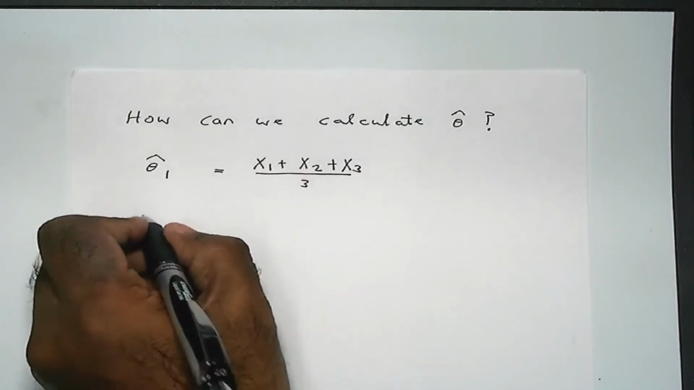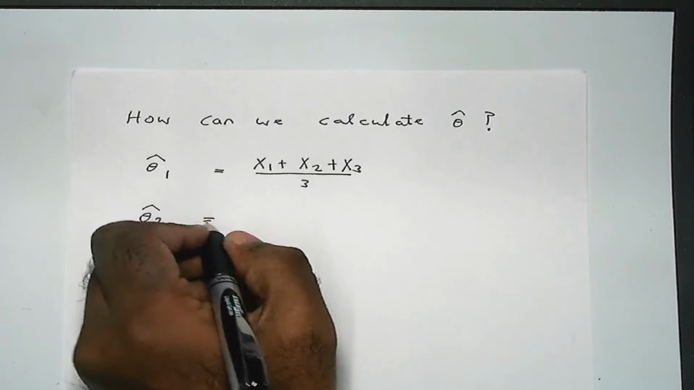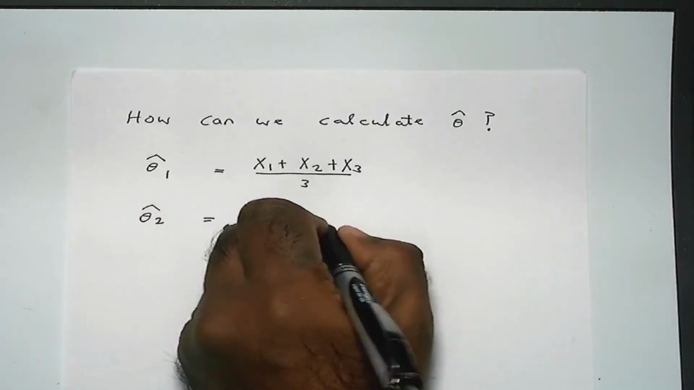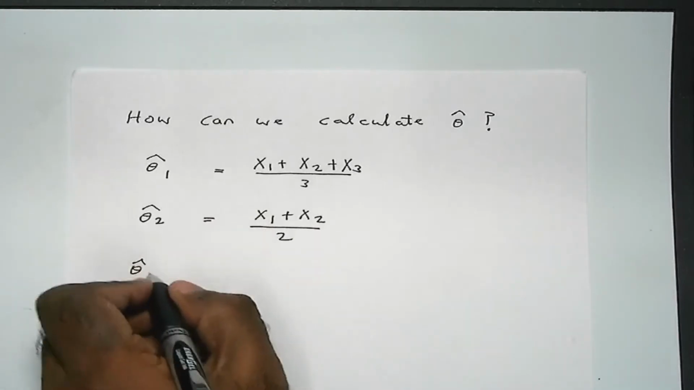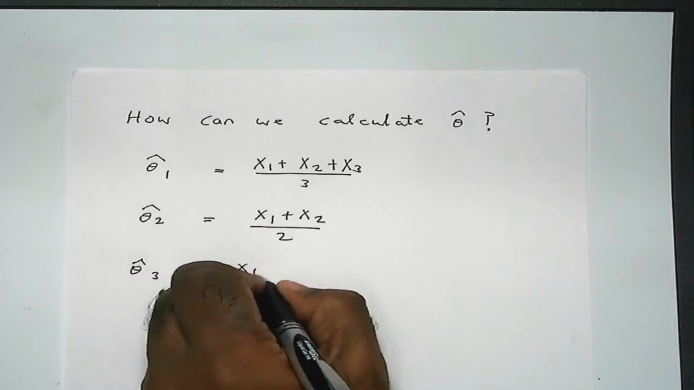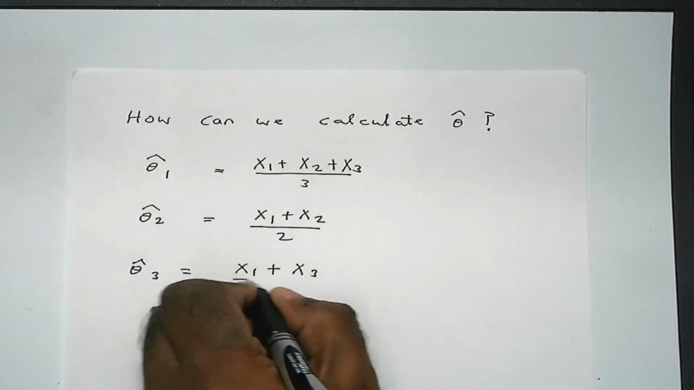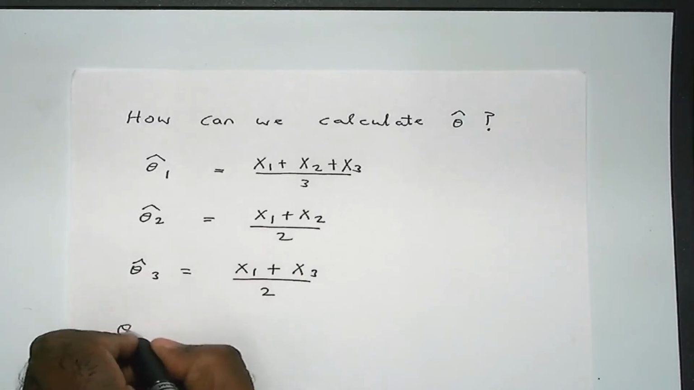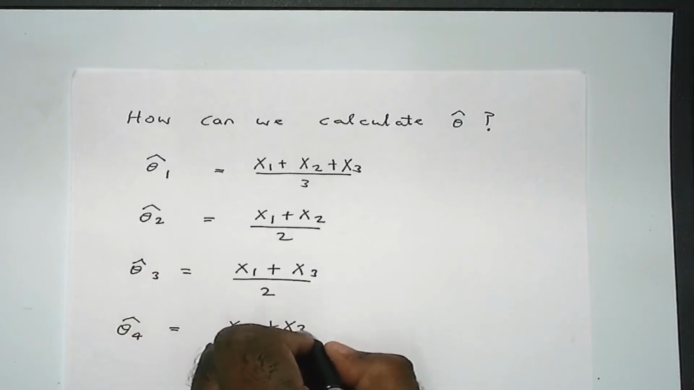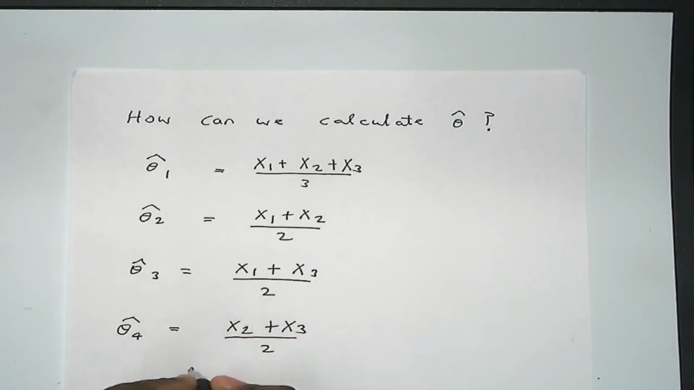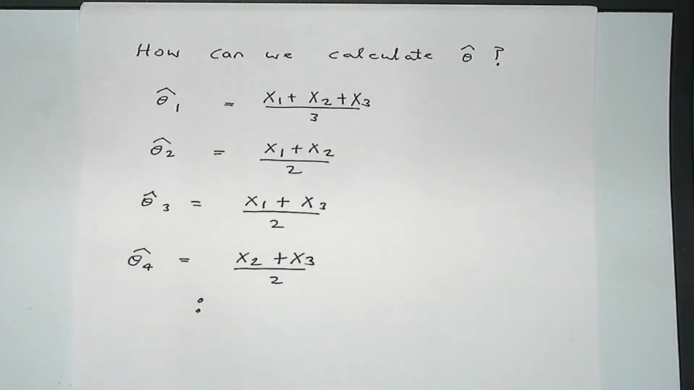We can also estimate, just add the heights of the first 2 men, and divide by 2. Alright, and this is not the only possible way. You can add the heights of the first and the third man and divide by 2. And add the heights of the second and the third man and divide by 2 and so on. Right? So there is no one way to estimate the parameter theta. There are multiple ways you can do it. So the question, which one is the best?